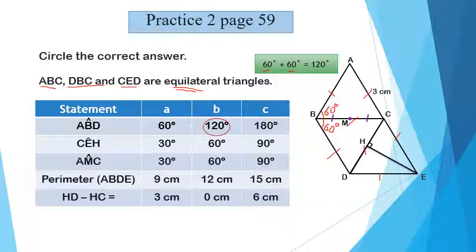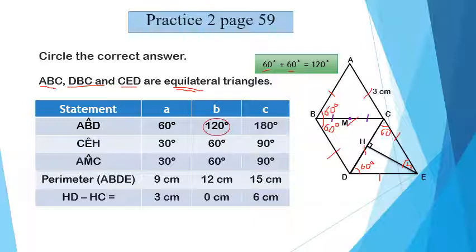Now CEH, this angle CEH, what is its measure? Here we have CED, an equilateral triangle. This means that ECD equals 60 degrees and CDE equals 60 degrees and CED is also 60.